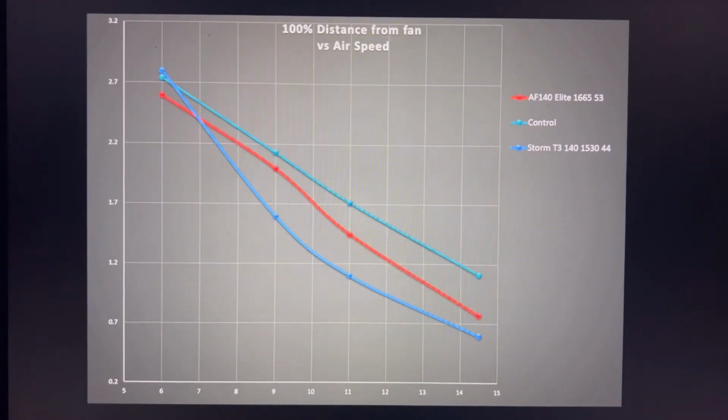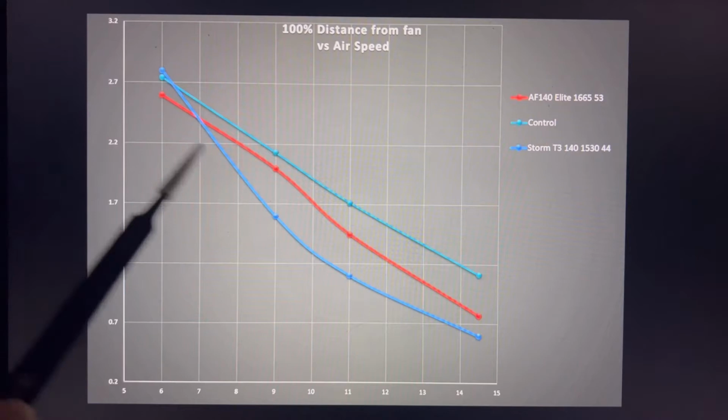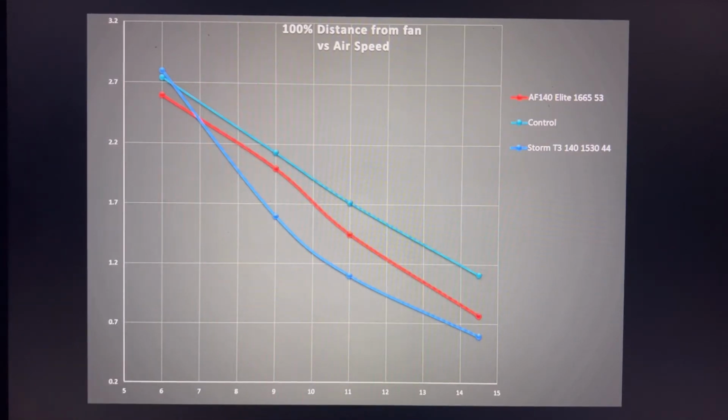Moving on to 100% PWM. So this is where the fans are allowed to go full speed. The key on the side here, so again, red is the Corsair and the blue line represents the Antec Storm, the RPMs that they achieved, and the noise level is the last number. So the Corsair Elite is noisier than the Storm, but it is moving more air than the Storm as well. The Storm starts off better, but quickly drops. The Elite maintains itself a little bit better, but both of them are below my control fan.